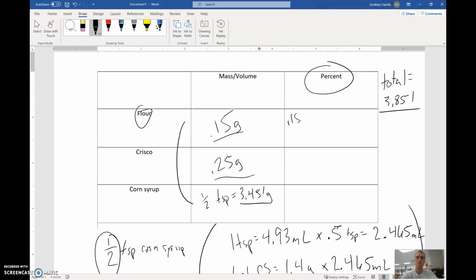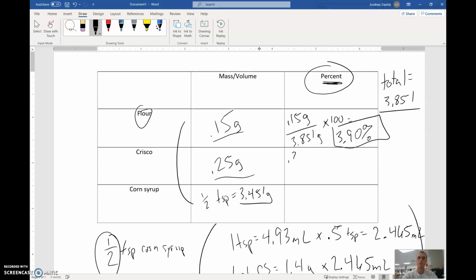So 0.15 grams divided by 3.851 grams times 100, because I'm looking for a percentage, right? I need to multiply this number times 100. So 0.15 divided by 3.851 times 100 gives me 3.90%.